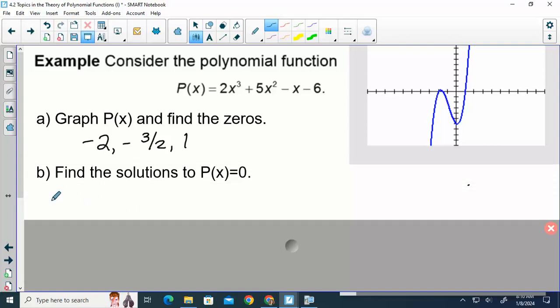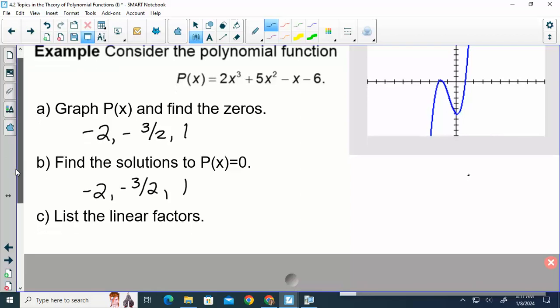Okay, so if I said find the solutions to p of x equals 0, what does that mean? Factor it out. Is that equal to 0 or plug in? I'm saying what x values make this equal 0? Can you tell me what they are? Yeah, it's the same question, just phrased a different way. Zeros are the same thing as the x's that make y equal 0.